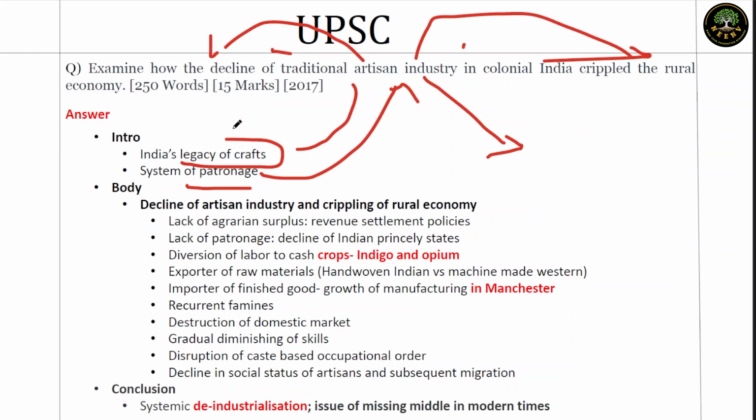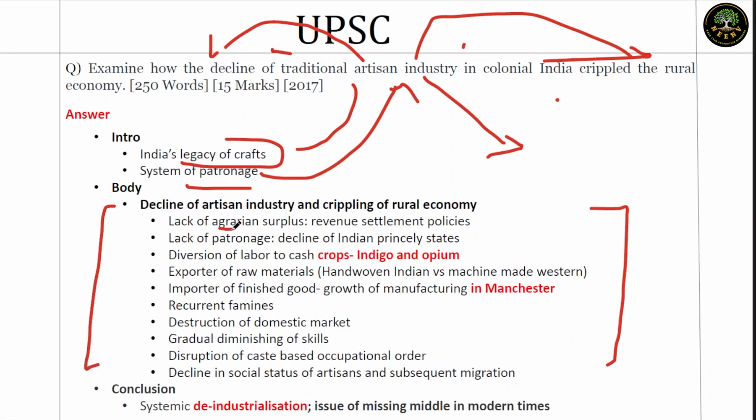This entire system got disrupted with colonization. That's what we'll explore in this part here. So the body will be named as Decline of Artisan Industry and Crippling of Rural Economy, everything in the context of colonization.